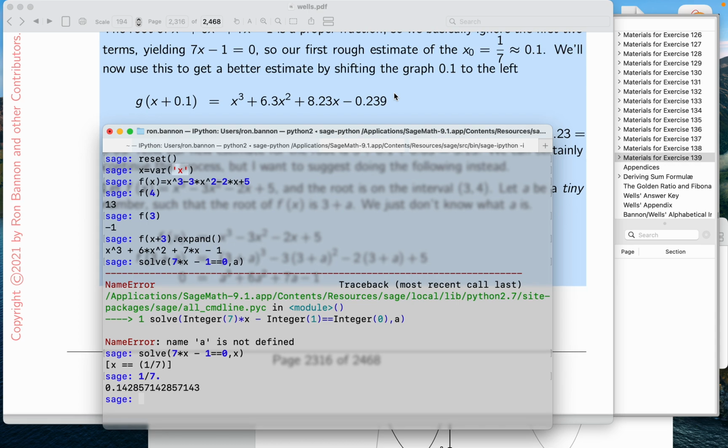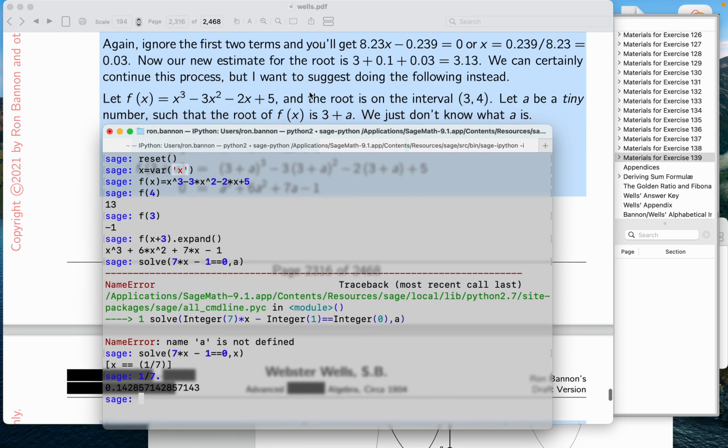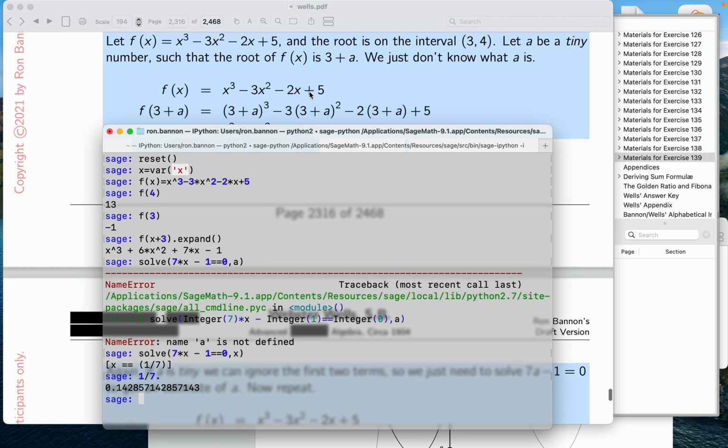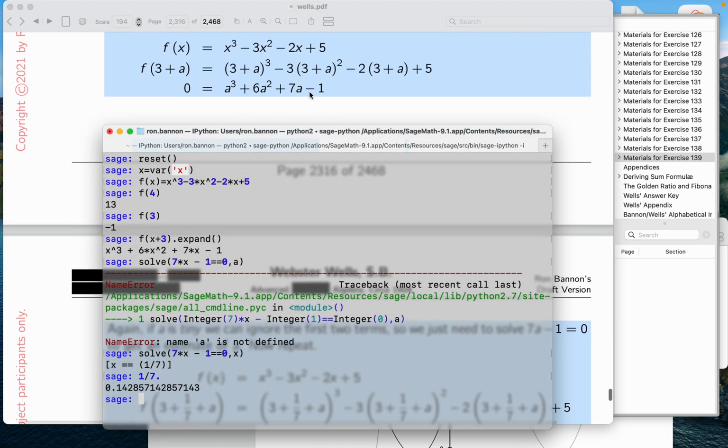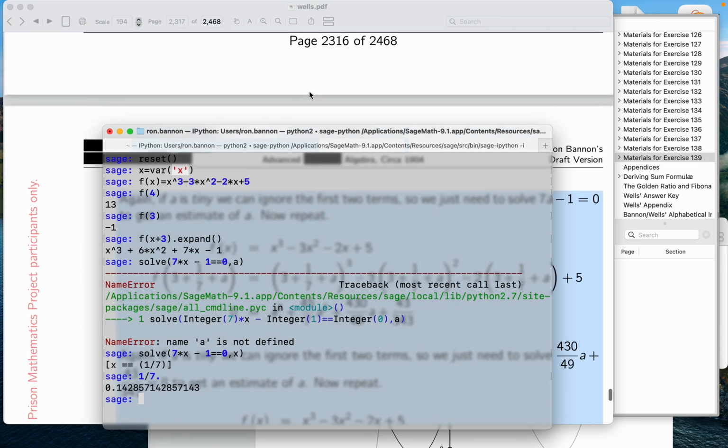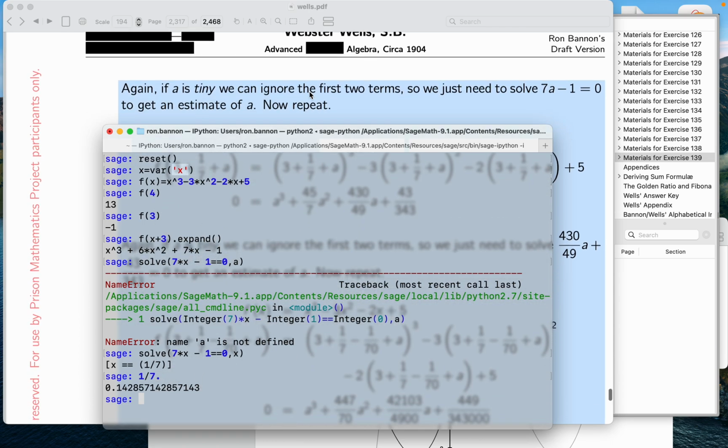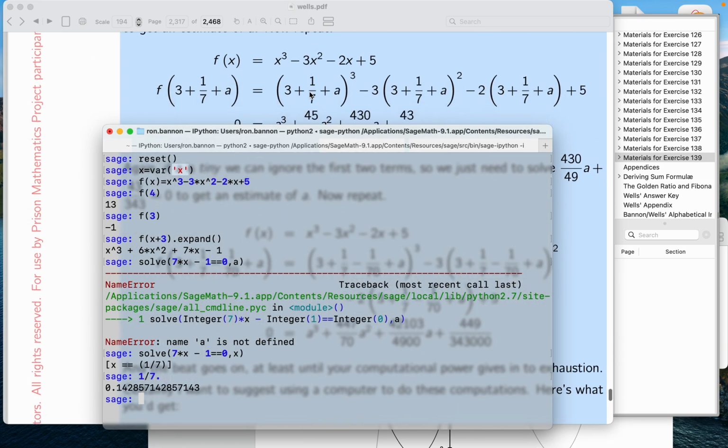So here's the deal. What he does, he starts to keep moving it. And this is where the chaos takes place. He keeps moving the thing, shifting it, so the root gets smaller and smaller, all right? So I don't want to go through all that computation that Wells goes through. What I want to do is learn how to do this using a computer. So I'm not going to do all the arithmetic that Wells does. I want to use a computer to do that.